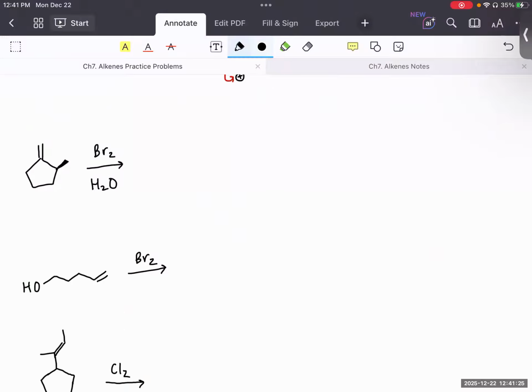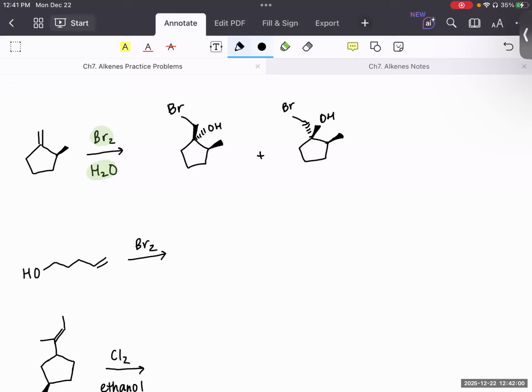All right. For this next one, we have a bromine again, and now we're doing this reaction in water. And so we know we're going to add on a bromine and an OH in the anti fashion. And so here we'll end up having a bromine coming off here. And the OH goes to the more substituted position because that's where the water will attack. And so we'll get these two products here.